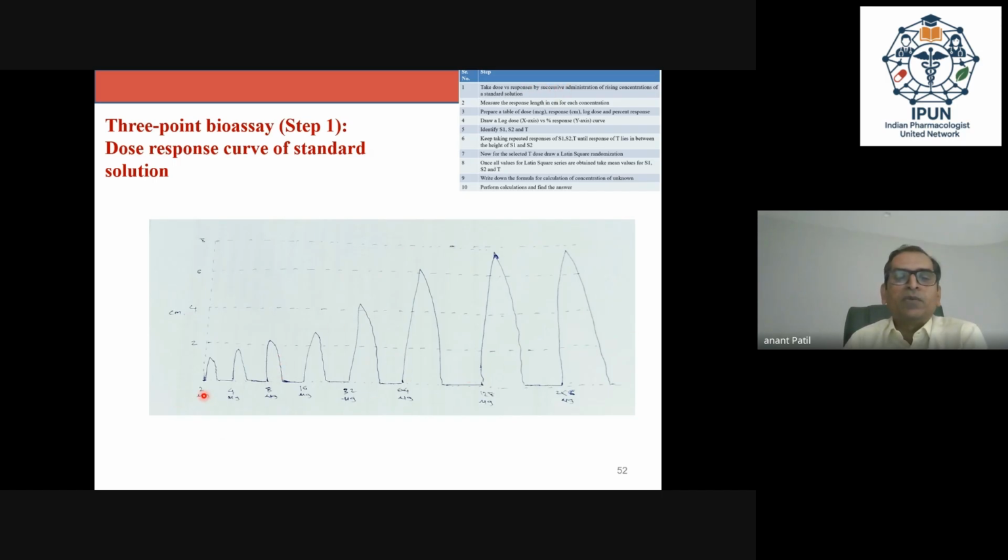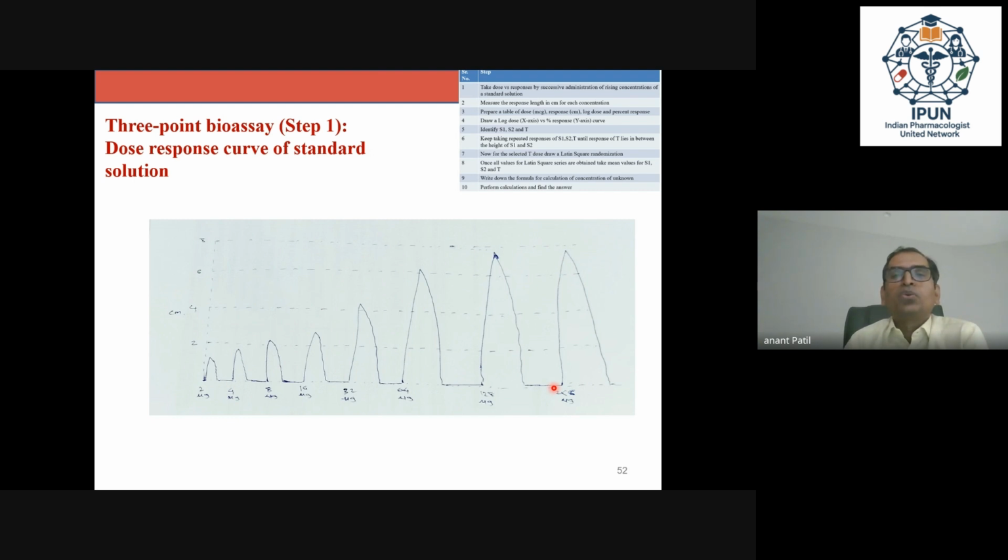DRC started from 2, 4, 8, 16, 32, 64, 128 and 256. This is the DRC of the standard solution. So on the y-axis, I have the centimeter, the length. And on the x-axis, we have the dosages.